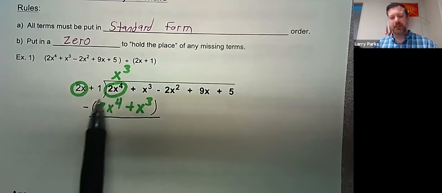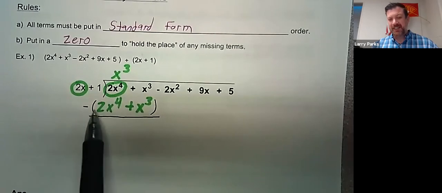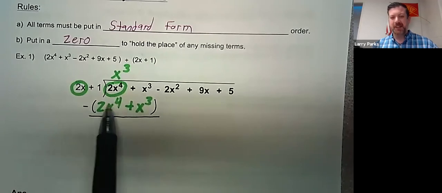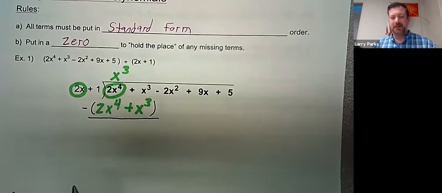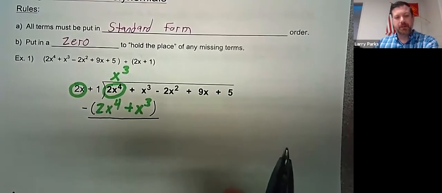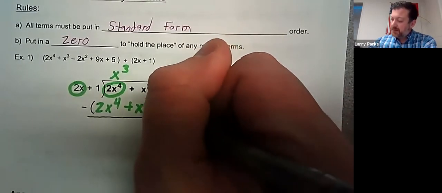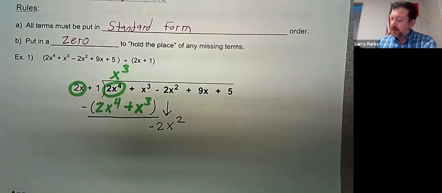So let's go through. 2x to the 4th minus 2x to the 4th is 0. And then x cubed, and now this negative is going to change this positive to a negative. So it's really x cubed minus positive x cubed, which is also 0. So both of these cancel. Okay. So those cancel, and then I could just bring down my next term. And usually they don't both cancel. That doesn't happen very often.